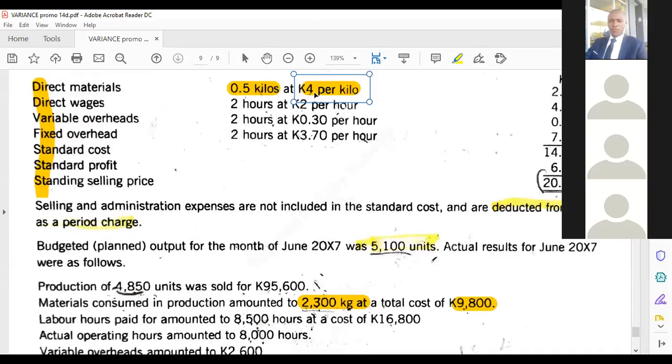There we go. You see, we've been told 4 kwacha per kilo. Per kg is 4 kwacha. So they bought how many kgs? They bought 2,300 kgs. So I want to compare these kgs, what they should have cost at the budget in comparison to what they actually cost.